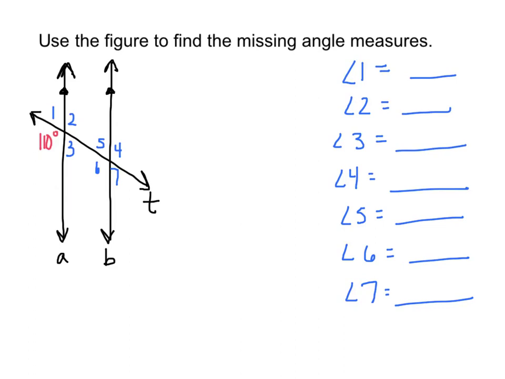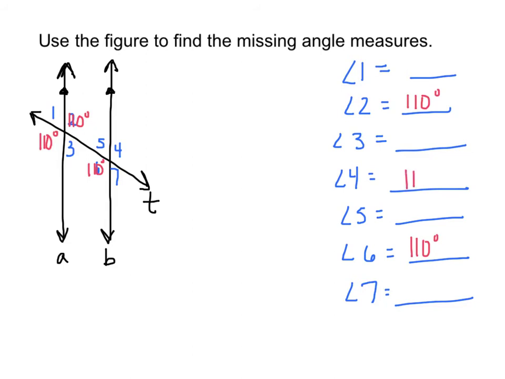So let's start with angle 2. Angle 2 is across from angle 110. They are vertical. Vertical angles, angles that are across from each other, are always congruent. So we know angle 2 is also 110 degrees. Now, we also know corresponding angles are congruent if the lines are parallel. So here we go. We have an angle in the bottom left-hand corner. So if we slide it this way, angle 6 is corresponding to it. So angle 6 is also 110 degrees.